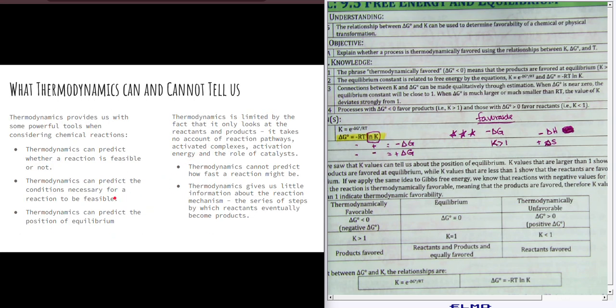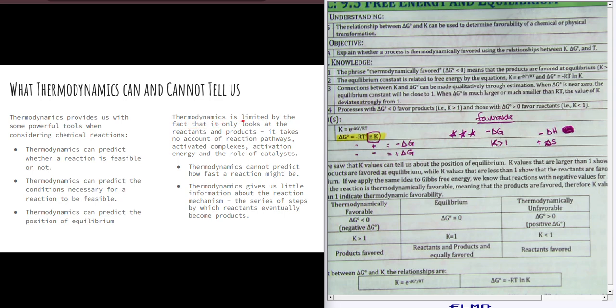Okay, so what does thermodynamics tell us, and what does it not tell us? Thermodynamics provides us with some powerful tools when considering chemical reactions. It can predict whether a reaction is feasible or not. Is it going to happen? Possibly, yes, no, maybe. Thermodynamics can predict the conditions necessary for a reaction to take place, and it can predict the position of the equilibrium. So that's what it can do for us.